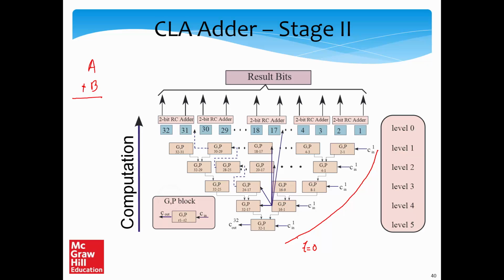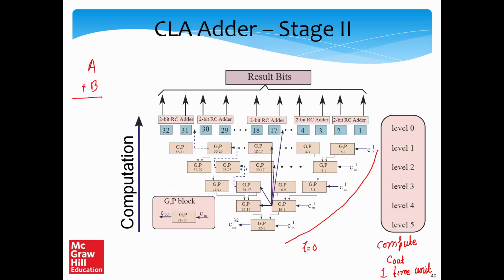So let us assume for the purpose of explanation that the time it requires for one GP block to compute C out, which is the same for all the blocks shown over here, is one time unit. Alright, so it takes one time unit to compute C out.